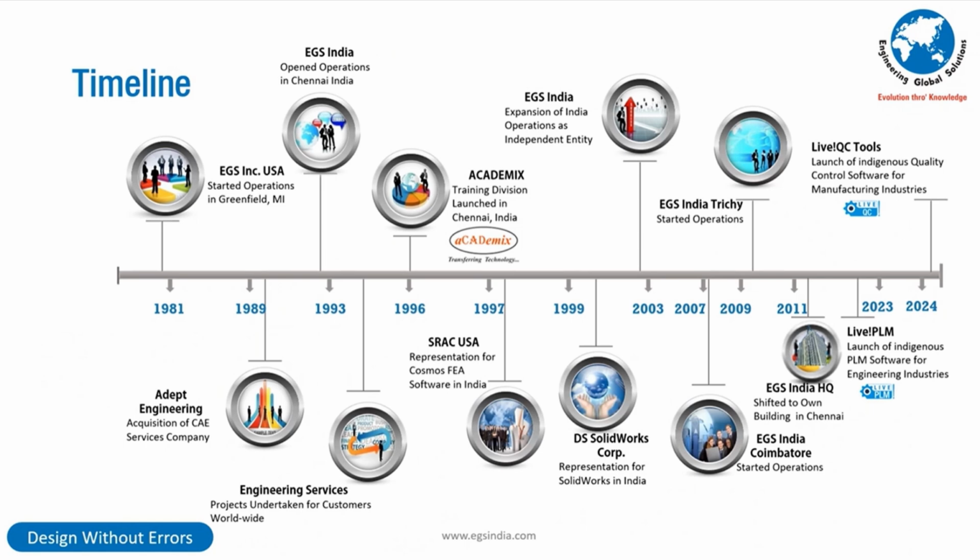Our timeline is, AGS started from our operations in the US in 1981. They started there, and subsequently in India in 1993. And then we moved on and started our training division, academics, in 97, and then established our Coimbatore operations and Trichy operations and shifted to our own headquarters in 2011. And then we have developed flagship PLM and QC tools in 23 and 24, and we are launching the QC tools now. This is our timeline over the last so many years from 1981 onwards.